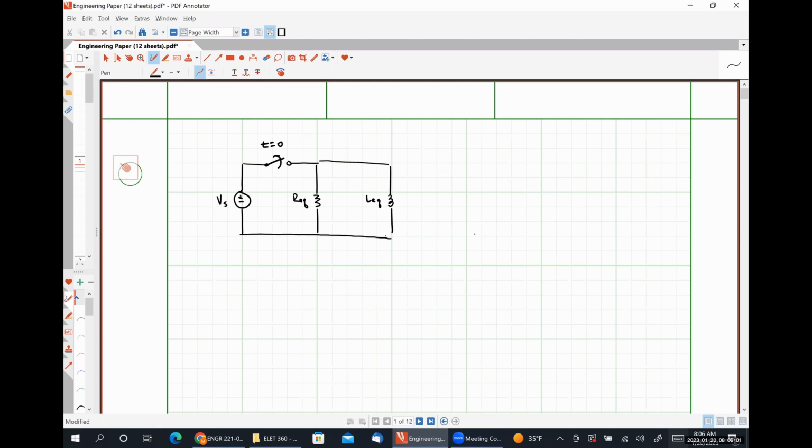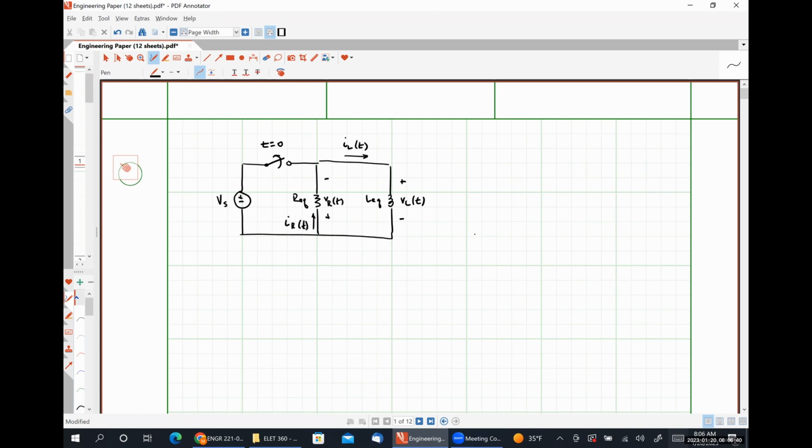So for some generic RL circuit, actually, let's put the polarity the other way. This is VR. This will be VL. This is going to be our current IL. And this is going to be our current IR of t.